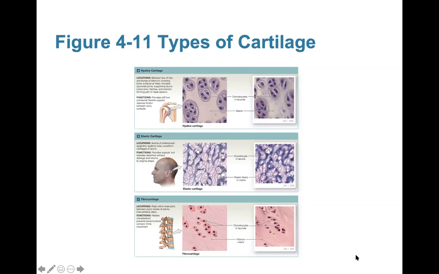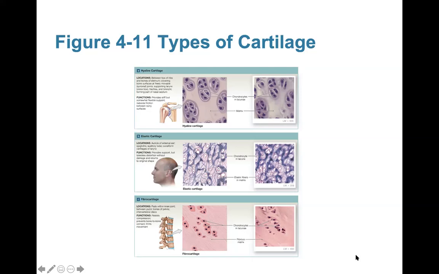Elastic cartilage is found in the auricle, the actual part of the ear that you can see, and the epiglottis, which is a little flap that blocks your trachea when you swallow. This will provide support, but it also tolerates distortion without damage and returns to its original shape. That's why you can take your ear and twist it around and it will go back to where it was.